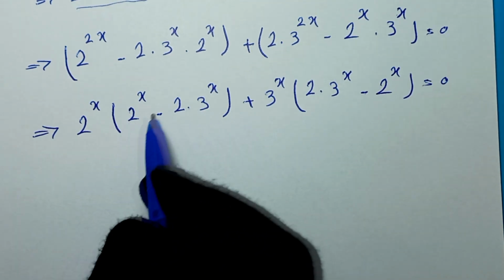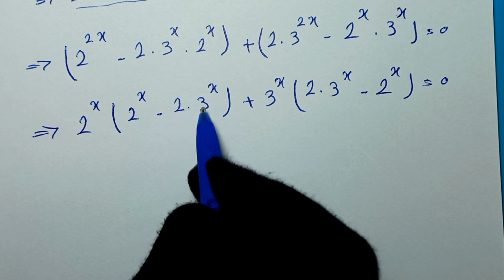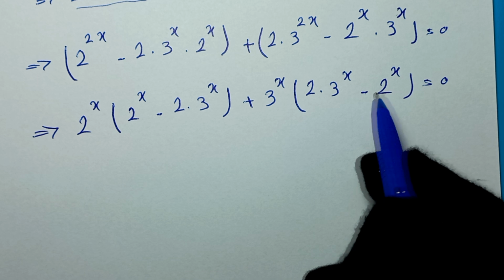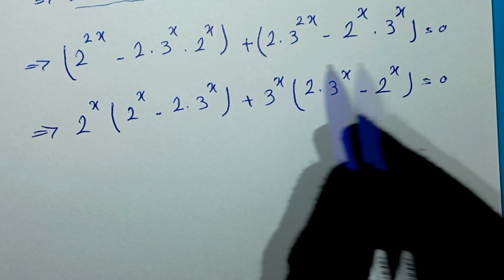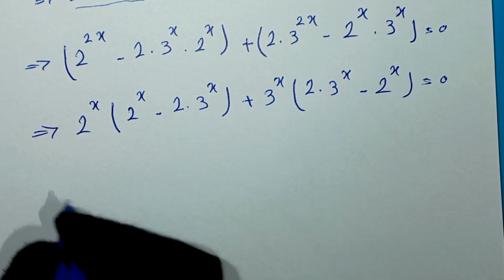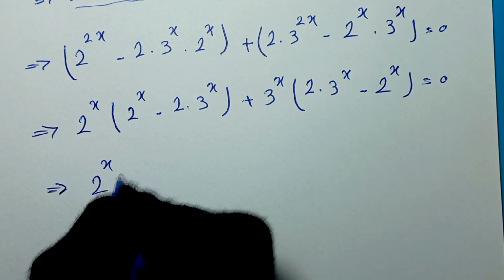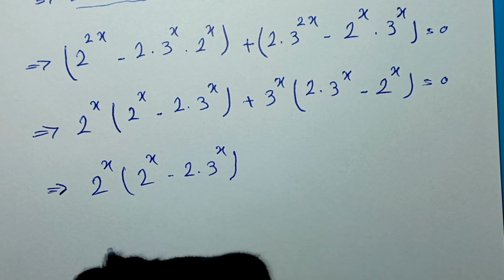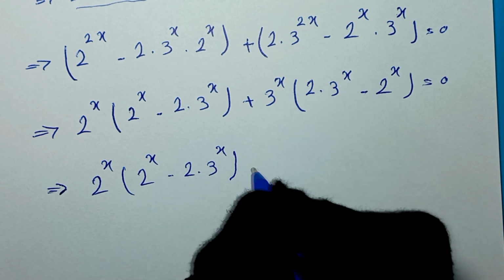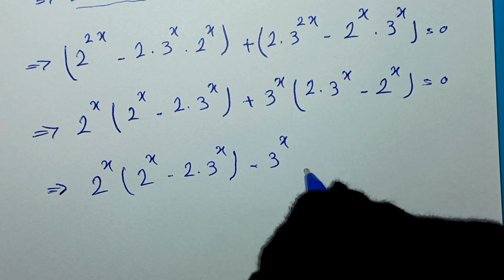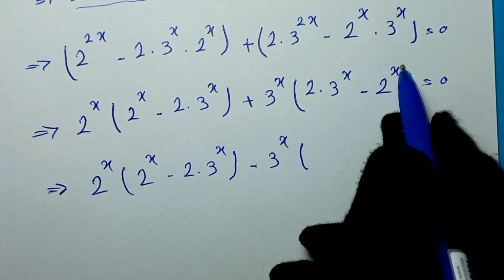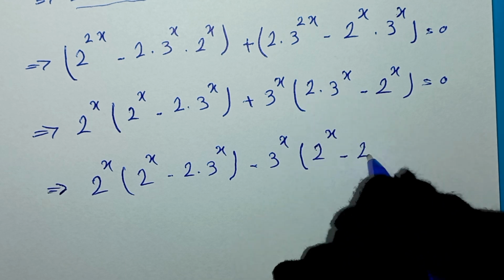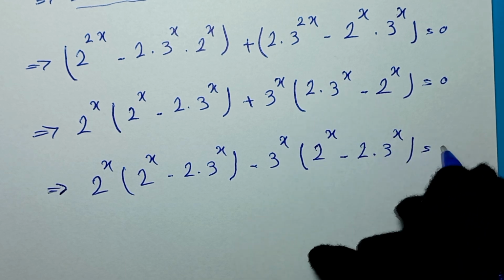The next step, in here we have 2 to the power of x minus 2 times 3 to the power of x, but in here we have 2 times 3 to the power of x minus 2 to the power of x. So in here, we can factor negative 1, so it will be 2 to the power of x times (2 to the power of x minus 2 times 3 to the power of x). If we factor negative 1 in here, it will be negative 3 to the power of x, and this divided by negative 1, it will be 2 to the power of x, and this divided by negative 1, it will be negative 2 times 3 to the power of x is equal to 0.